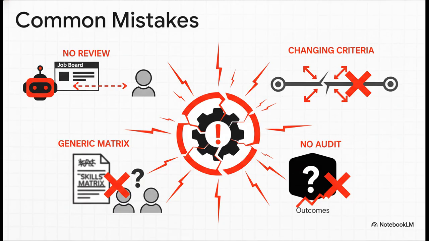Now, on the flip side, here's how this can all go terribly wrong. The process fails when you just treat the AI draft as finished and skip the human review. It fails when you let managers change the criteria in the middle of the process, or when you use a skills matrix that's just too generic to be useful. And it becomes a total black box if you don't audit the outcomes. These aren't just minor hiccups, they completely undermine the whole point of the system.